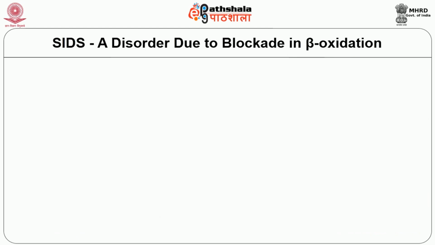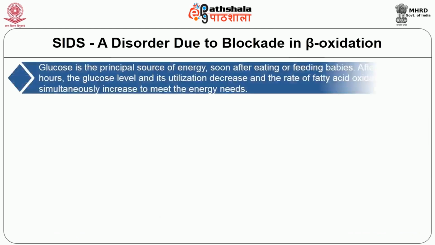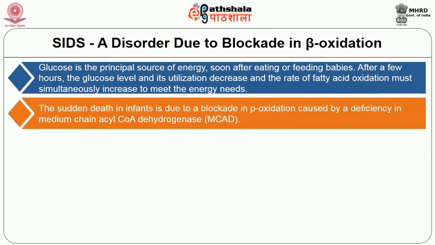The occurrence of SIDS is explained as follows. Glucose is the principal source of energy soon after eating or feeding babies. After a few hours, the glucose level and its utilization decrease, and the rate of fatty acid oxidation must simultaneously increase to meet the energy needs. So, the sudden death in infants is due to a blockade in beta oxidation caused by a deficiency in medium chain acyl-CoA dehydrogenase, that is MCAD.